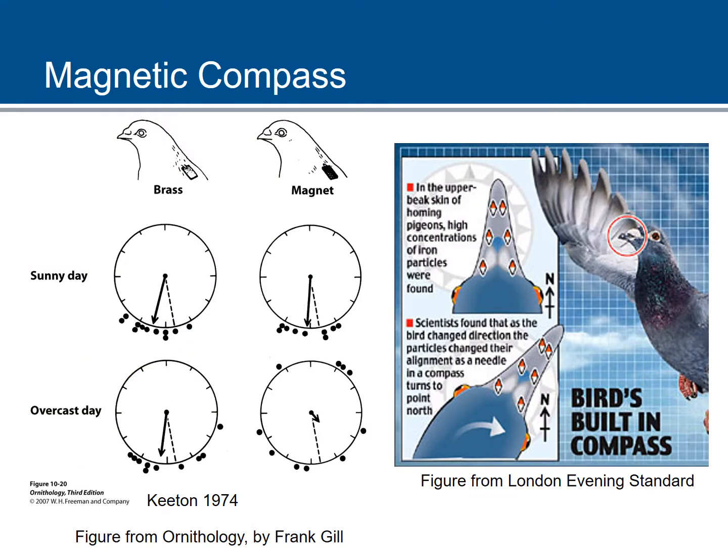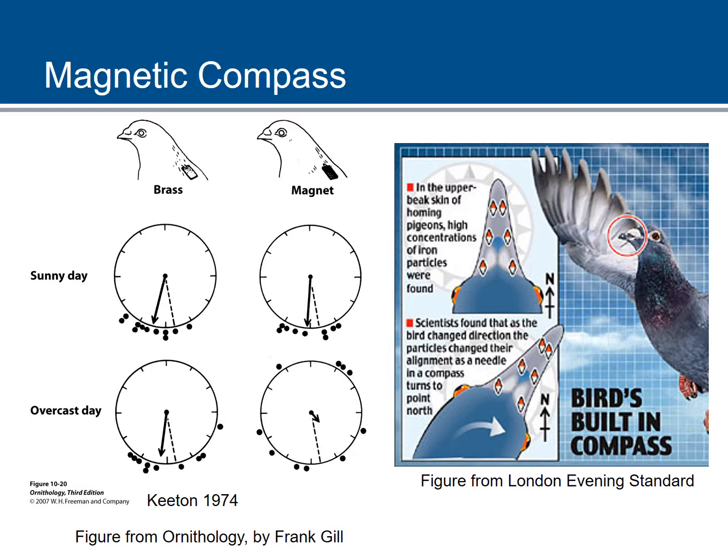Let's look a little closer at the magnetic compass, because this is a sense that we don't have. We can't just sense the Earth's magnetic field, but birds can. Many birds can. So an example is this study by Keeton in the early 1970s that first described how birds, in this case a homing pigeon, were able to navigate using a magnetic compass.